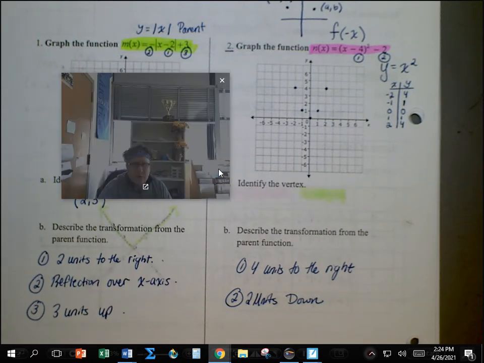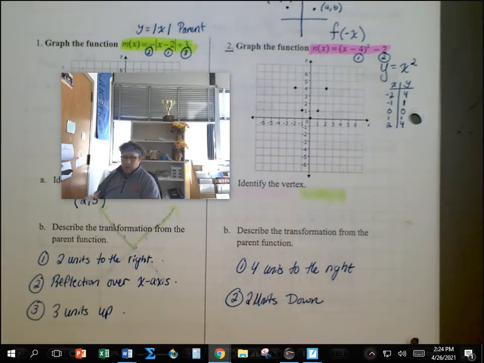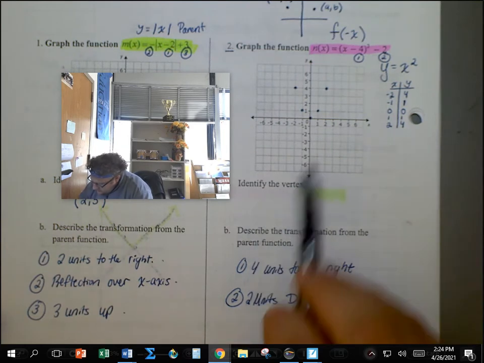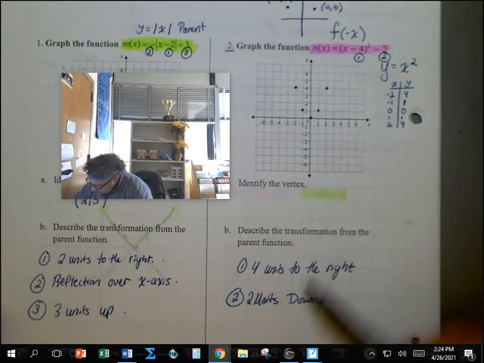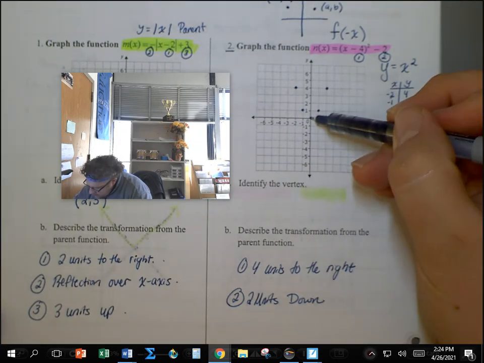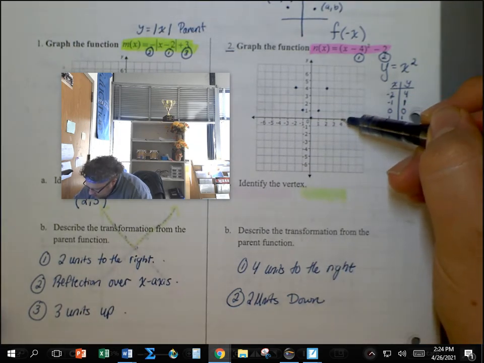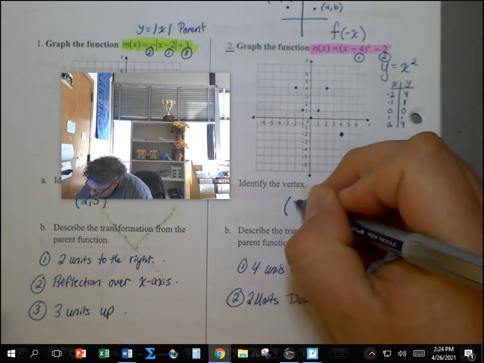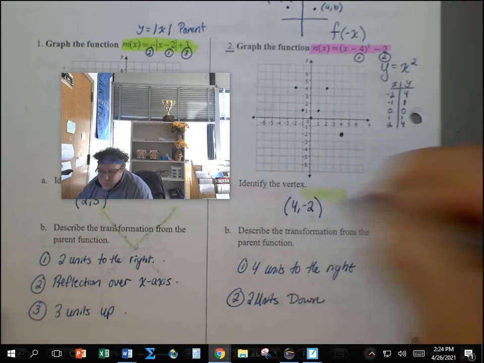So now we're going to try and identify the vertex. If we wanted to identify the vertex first, let's just transform the vertex first. So I'm going to go 4 units to the right and then 2 down. 1, 2, 3, 4, 1, 2. So it looks like 4, comma negative 2 is the new vertex.